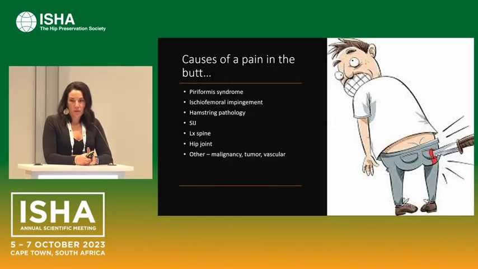So we've already kind of gone through this for the last two talks, but there are a lot of causes of pain in the butt. For this particular talk, I'm going to focus on the first three: piriformis syndrome, ischiofemoral impingement, and hamstring pathology. We need to keep in mind that SI joint and lumbar spine can certainly be involved, as we just talked about. And I'll also always make note of the fact that the hip joint can actually refer to the posterior aspect of the hip, while it's not common. We do see that happen, and so that differential diagnosis piece is really key.